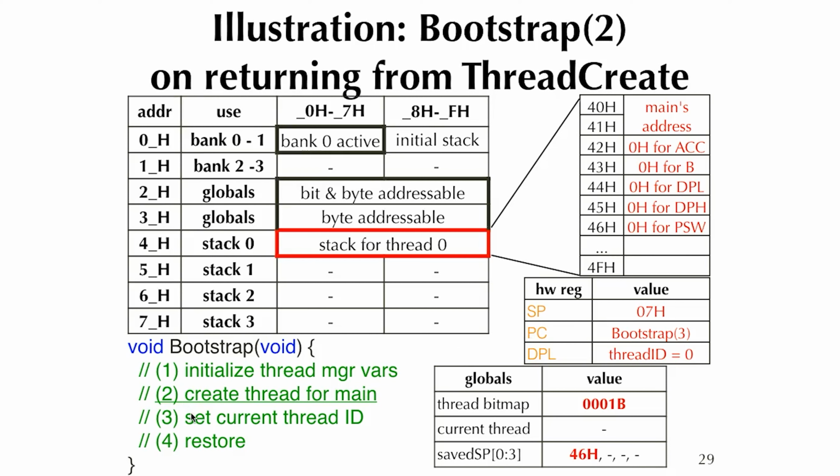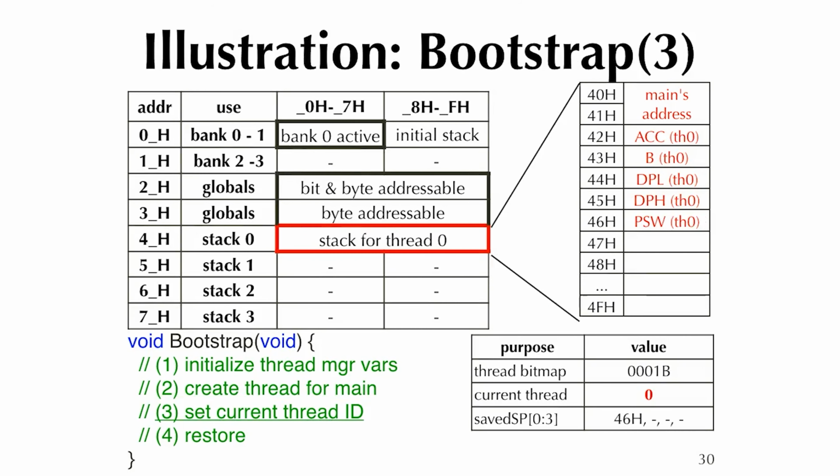And it's going to set up the current thread ID. So how does it do that? Well, so the saved SP is 46 because by the time you restore, you want the SP to be 46 and then do the popping. Thread bitmap is initialized to 1 because at least now we have thread 0, and then we do right alignment here. In Bootstrap, step number 3 is to set the current thread ID. That's easy. We just initialize current thread to 0. Not very hard.